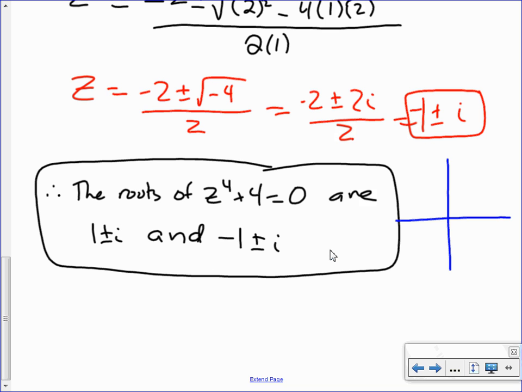Here we go. Here's a picture of all the roots, right? There's 4 of them. There's one at 1 and i, so there's right here. There's that 1 and minus i, so that's here. Negative 1 and negative i, and negative 1 and positive i. Right? That's called an Argand diagram of all the roots. Usually it's a circle.